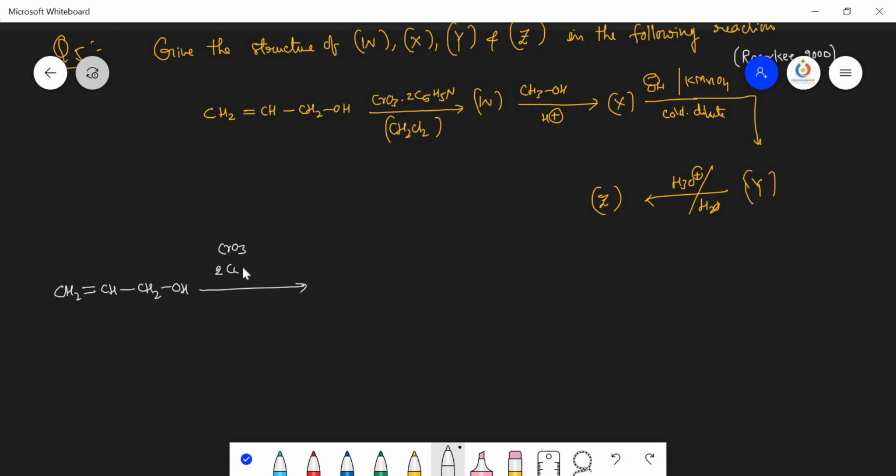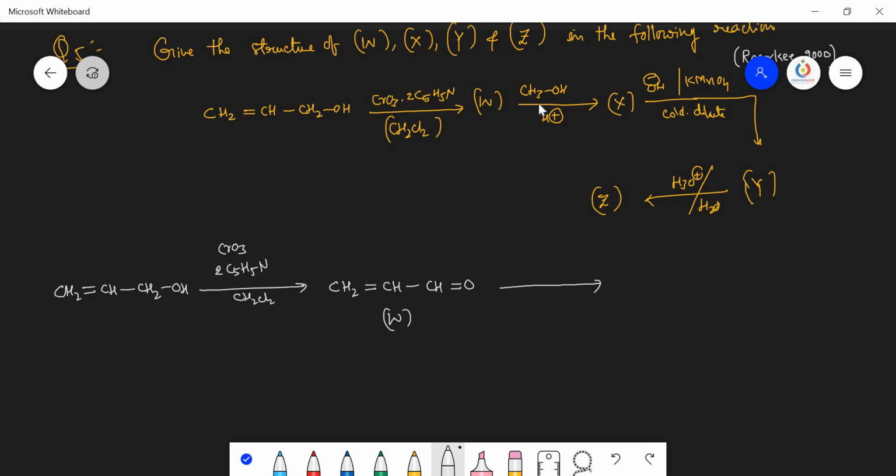On CrO3, C5H5N, CH2Cl2. Chromium dipyridine is an oxidizing agent which oxidizes the primary alcohol to the aldehyde, so it is a mild oxidizing agent. CH2 double bond CH, CH double bond O, the aldehyde. And this aldehyde is the W compound.